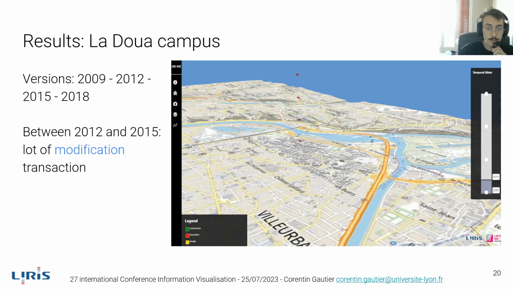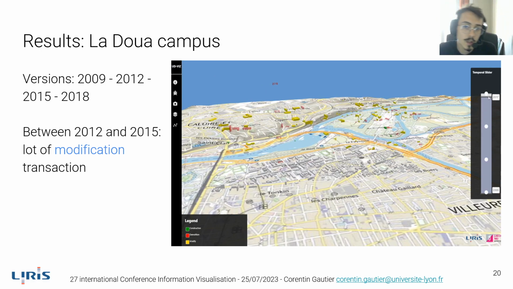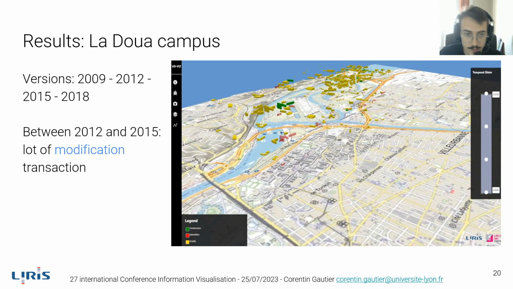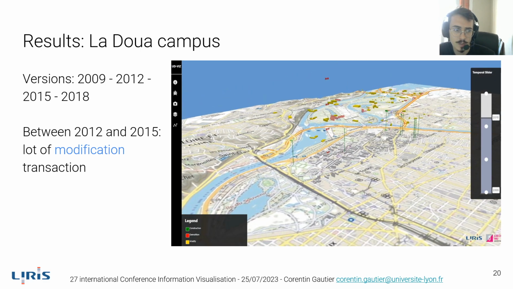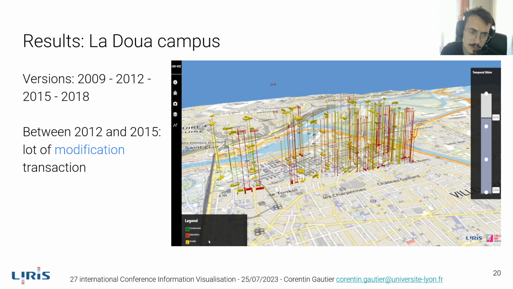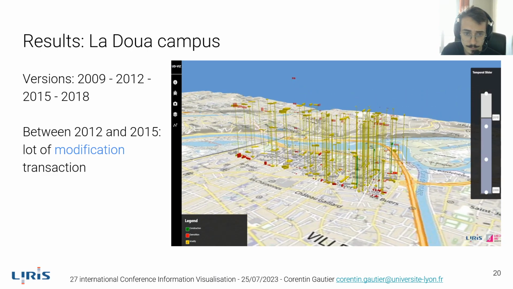Another use case, sorry, is the Doua campus in Villeurbanne. As with the previous use case, we can see a lot of modification at version 2018, but not a lot of construction. There is only construction between 2009 and 2012.